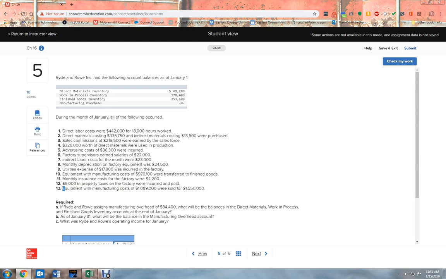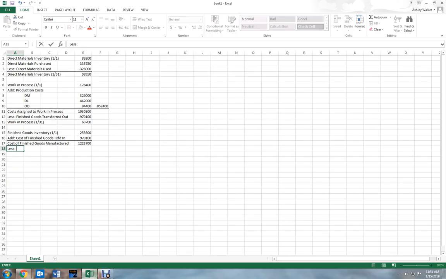Equipment with manufacturing costs of $1,089,000 were sold for $1,550,000. So this tells me equipment with manufacturing costs of $1,089,000 has to be my cost of goods sold. This is my selling price. That is my revenue for those goods, so that belongs in my income statement, but what I care about here is cost of goods sold, because that's what needs to come out of my inventory. So that was $1,089,000.